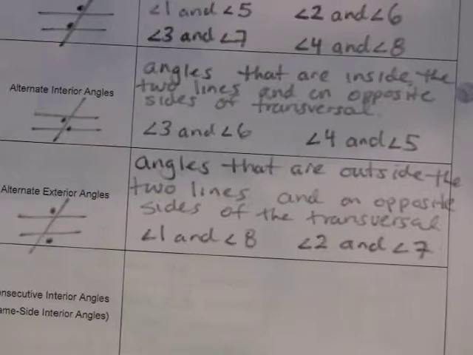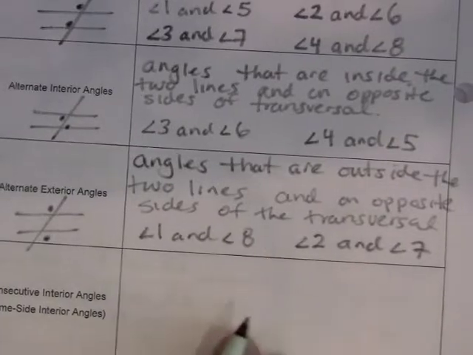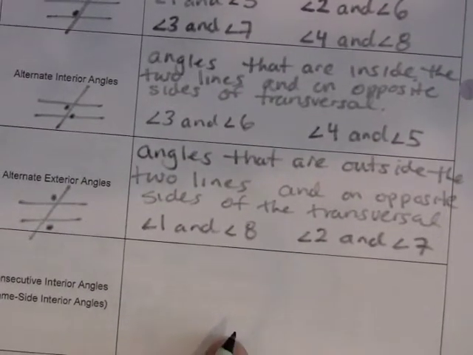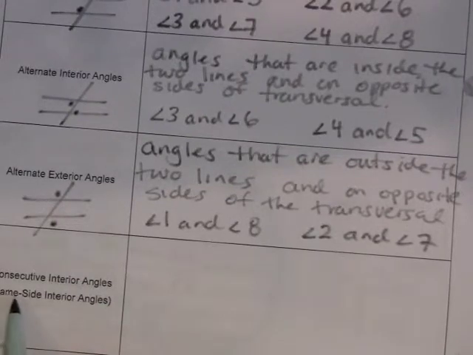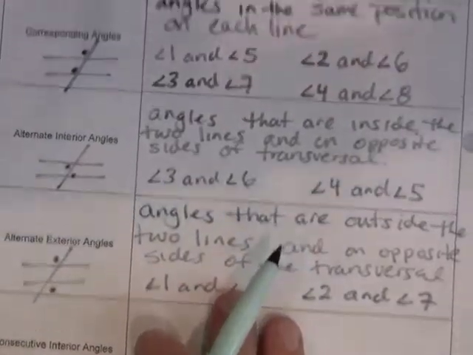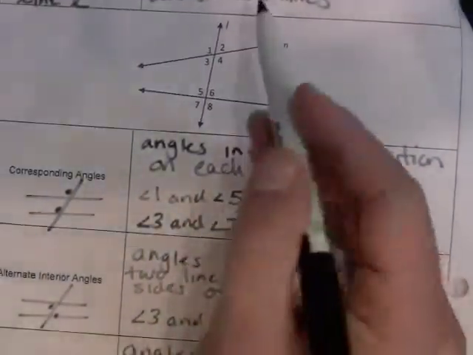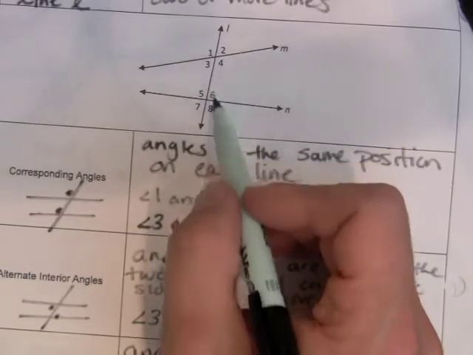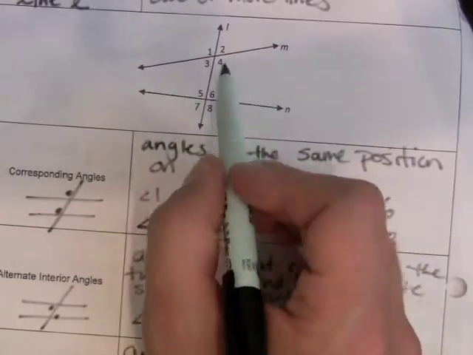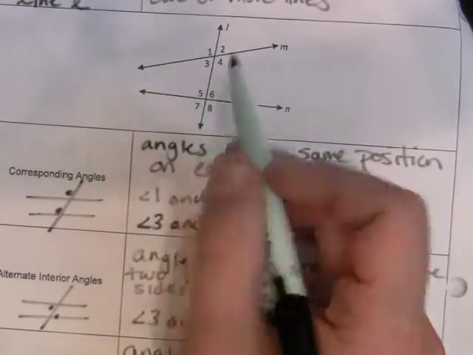So we have corresponding angles, alternate interior angles, alternate exterior angles. The last pair is known as consecutive interior angles, also described as same side interior angles. This is actually what you would do to describe their location. So in other words, they're inside the two lines on the same side of the transversal. If you look back at your diagram, these two angles are inside the two lines and on the same side of the transversal.